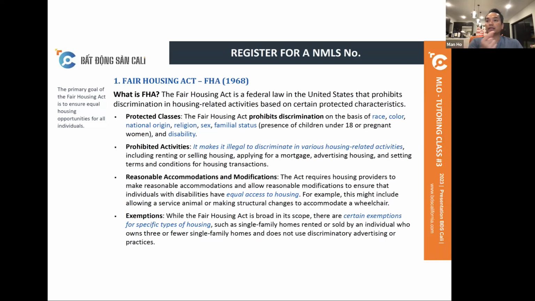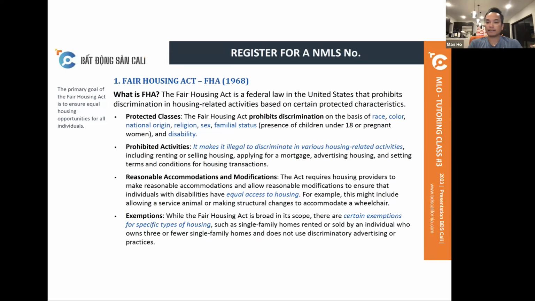Fair means it needs to be fair. There's no discrimination. You treat everybody fairly. Housing, right, is an act that applies to a law. The act here is a law that applies to housing, and the law says we have to treat everybody with fairness. We don't discriminate against anybody, and the FHA law here focuses on what are called protected classes, which means there are 7 classes that this law tries to protect.